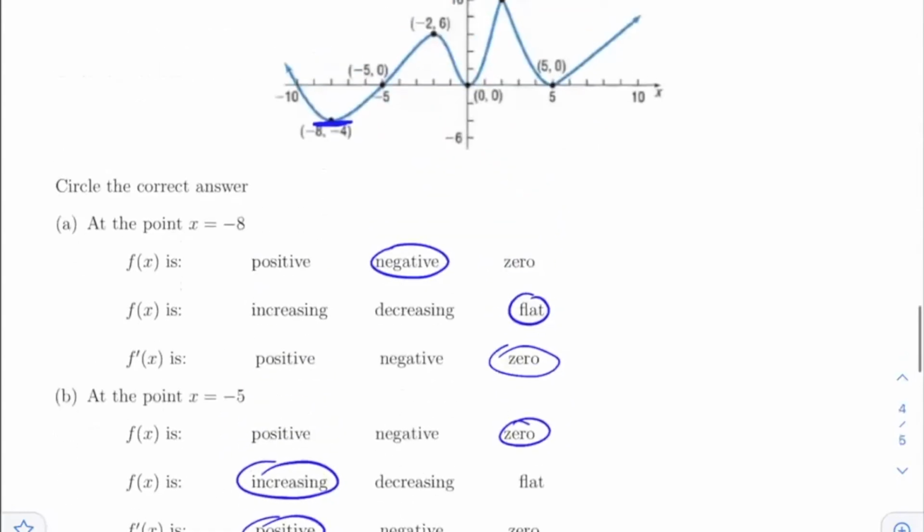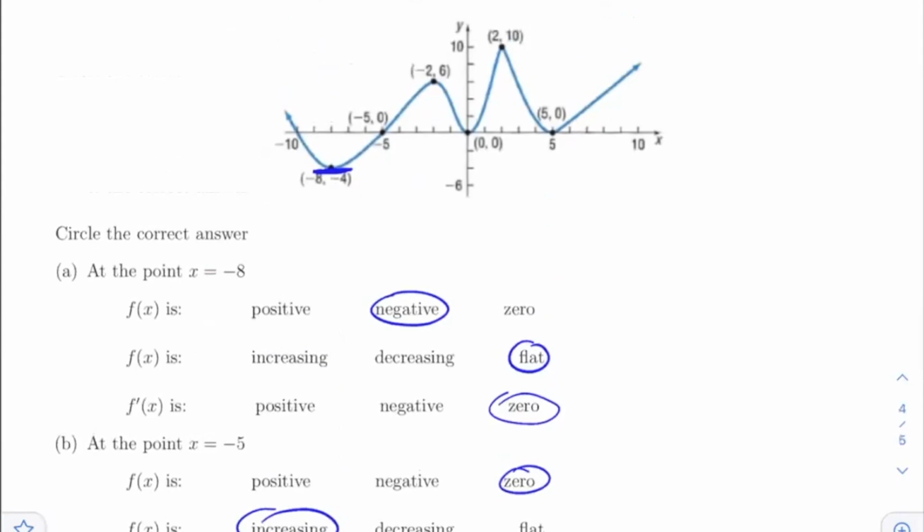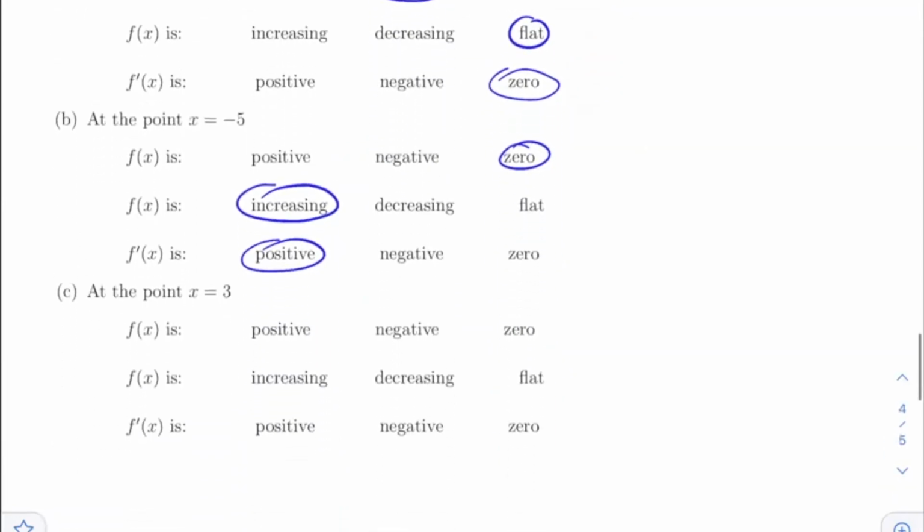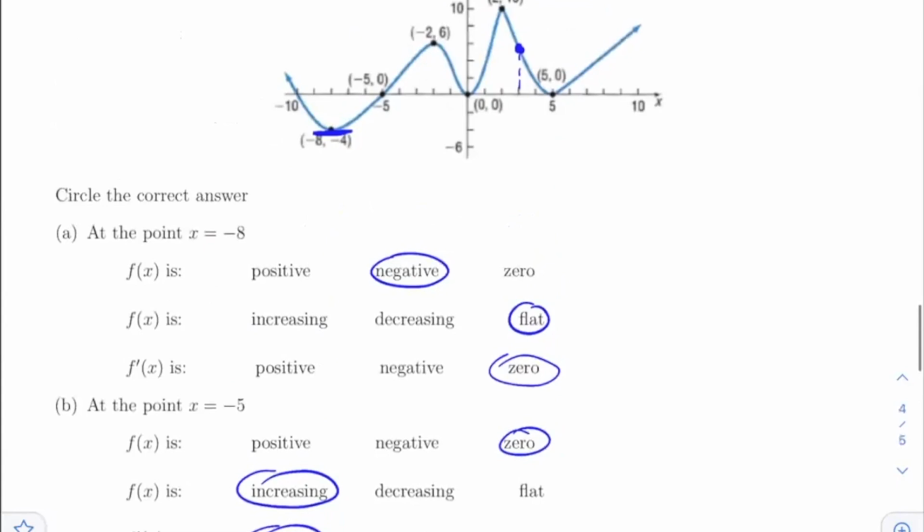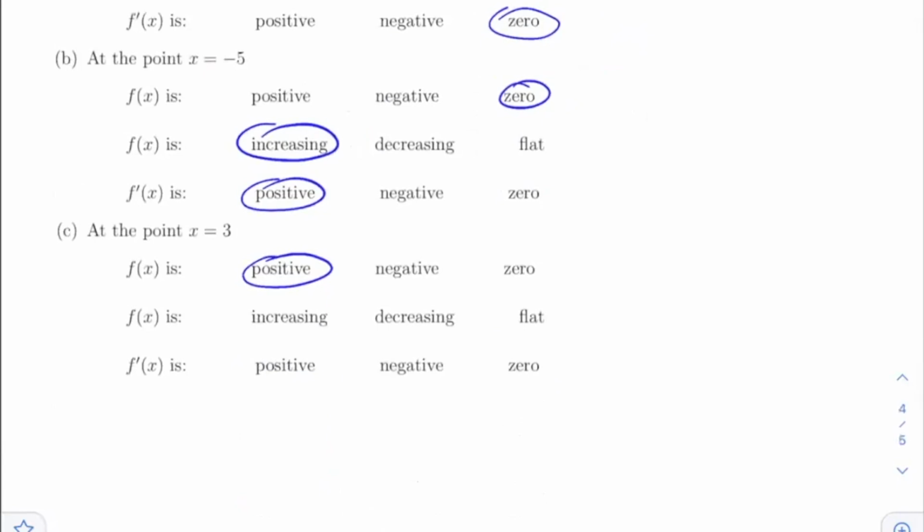Now at x equal to 3, you cannot even see this on the graph of the functions, but still there's a lot that you can say about this particular location. Right? So at x equal to 3, the function stays above the x-axis, so f of 3, or the output of the function at that point, is positive. The function at this point is decreasing, and therefore the derivative is less than 0. So at x equal to 3, the function is decreasing, therefore the derivative at that point is negative.